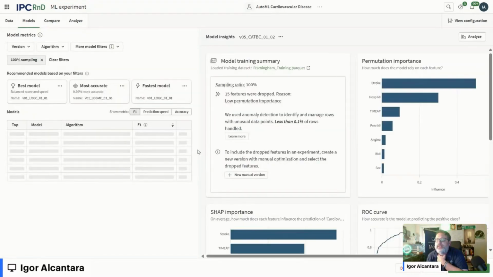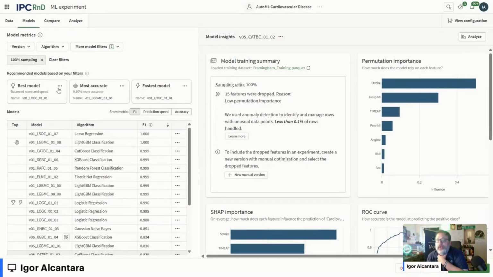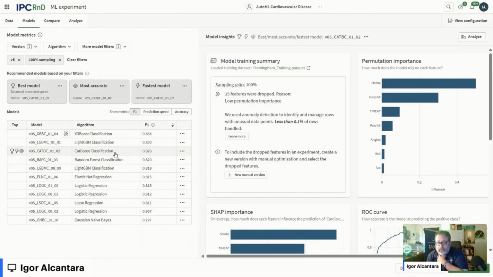So if I go to Qlik Predict, you notice that, let me select the version that I actually deployed. You see that I have many different algorithms. Before you're testing, you don't actually have any way to know which one applies best for the problem you're trying to predict. In this case, it's cardiovascular disease. So Qlik did all of those, and I have different versions until I get the version that I like. And at the end of the day, it found CatBoost classification as the best model. It was the best model overall, and also the most accurate and the fastest model.